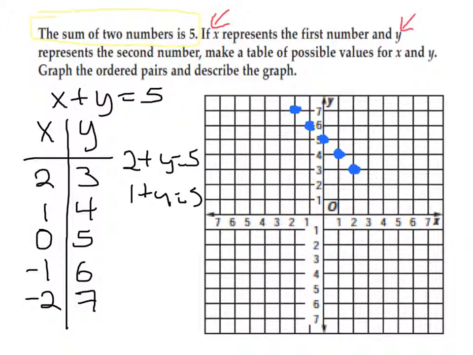Looking at the ordered pairs that I just graphed or plotted, I notice that my graph is a straight line. So there's your description, and that'll be it for this slide.